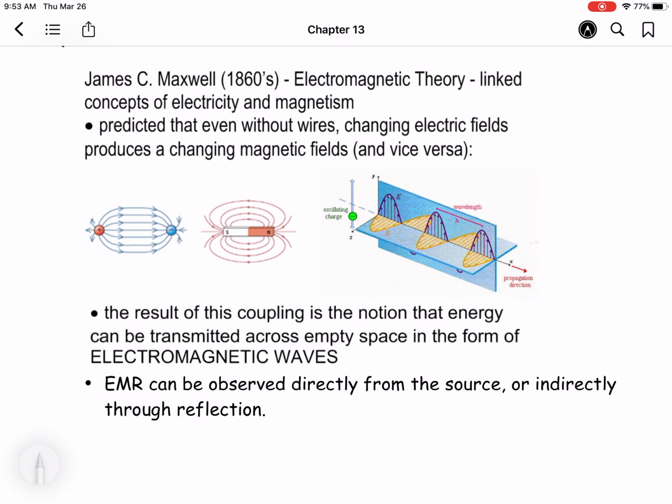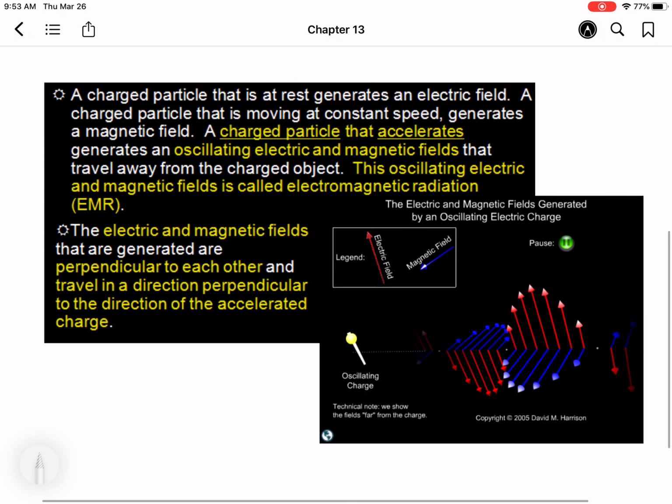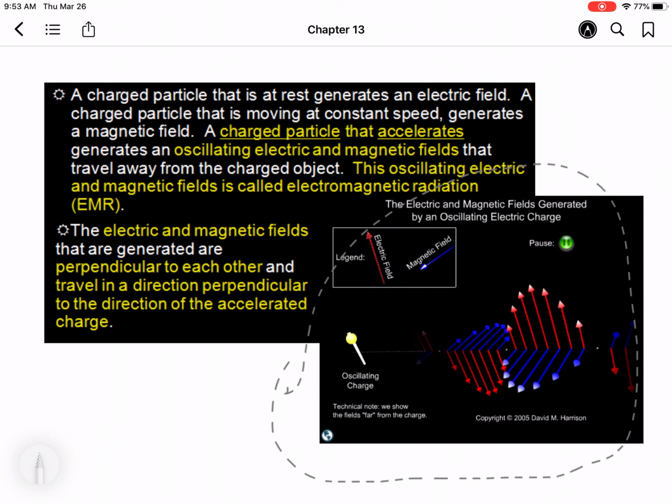All right, and they can be observed directly from the source or indirectly through reflection. Okay, that's an important thing, is that these things reflect. They don't reflect like particles. They reflect a little bit more like waves. You can see what I'm talking about if you click on this link and just enable your flash. Just click on the thing and it'll actually open up.